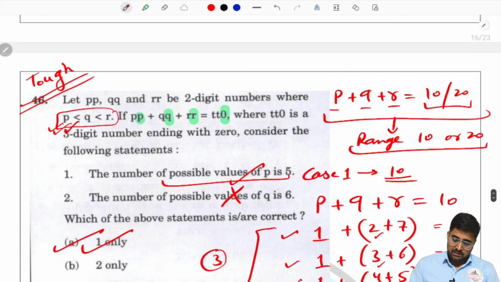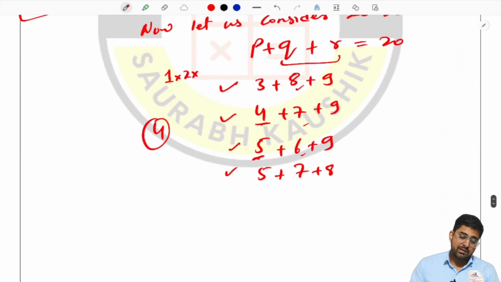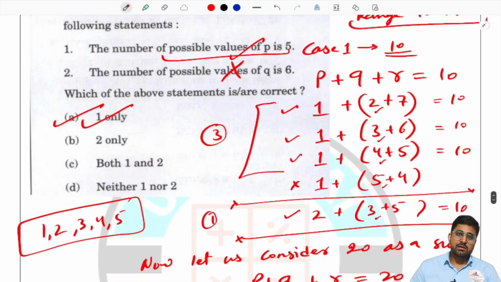I hope you get some clarity over this question. This is a very good question, but in detail you have to solve it in this detail, and try to avoid this question in the examination. It's a very difficult question. Let's move to the next question.